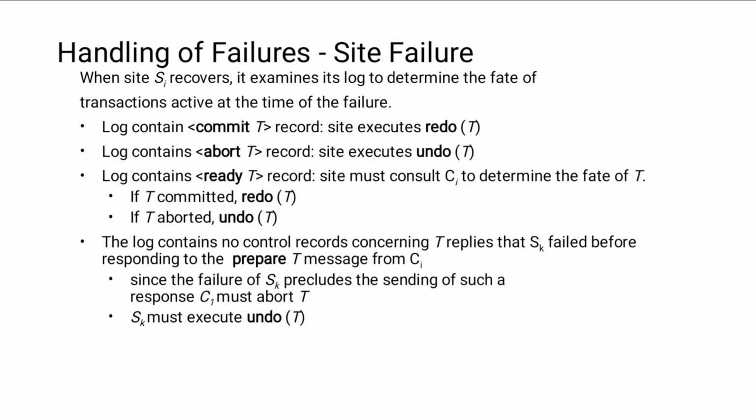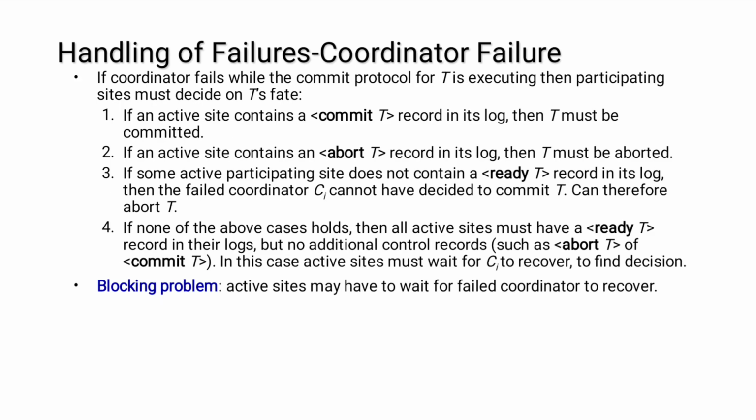If the log contains no control record concerning a certain transaction, it means the site failed before responding to the prepare T statement. Before sending the prepare T statement itself, that site failed. In that situation only, no control records are present in the log. Failure of the site precludes the sending of such a response. The coordinator must abort the transaction and execute the undo operation. No prepare T is sent, so the coordinator aborts the transaction and undo operation is performed.